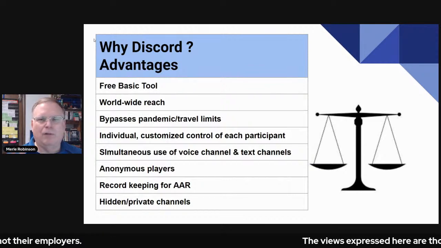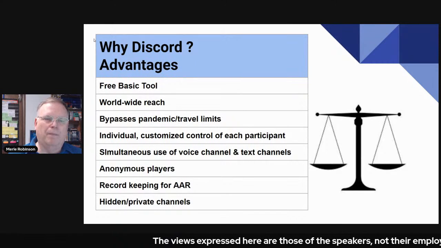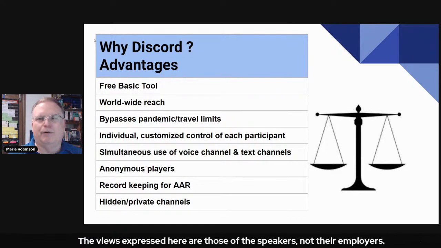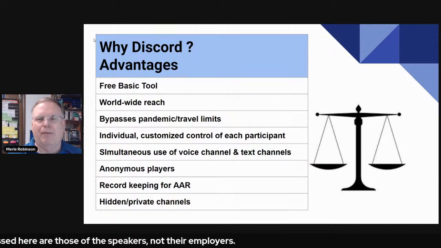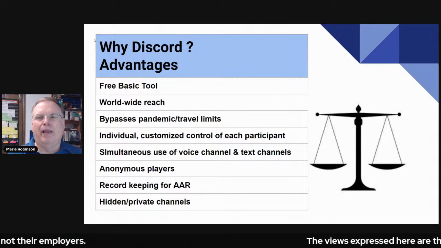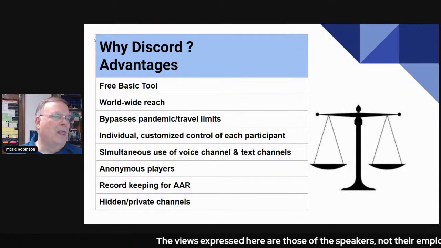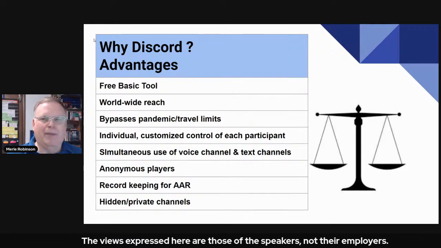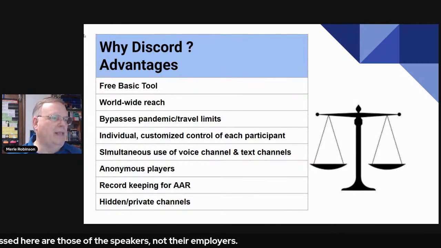So when you start looking at whether or not you want to use Discord, here's the kinds of things we saw. The basic Discord server is free. It has worldwide reach because you can have a game that crosses time zones and you can attract more people than you would in a physical event in, say, New York City or Tokyo or wherever. It also bypasses all the pandemic and travel limits. People with low budgets can do stuff in a Discord-based game.